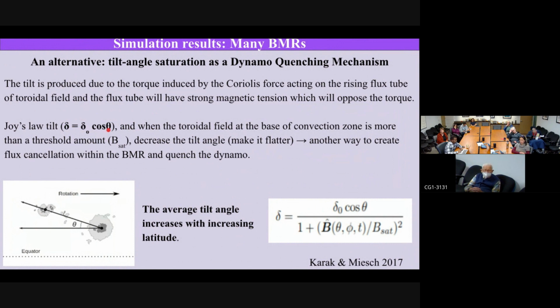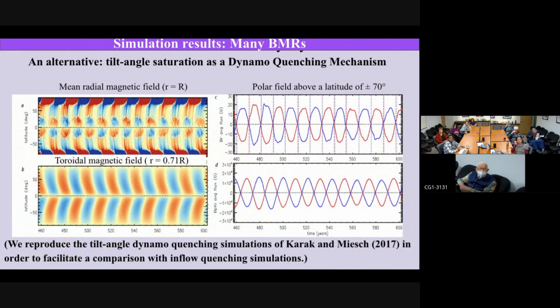This is actually in terms of colatitude. That means the tilt angle is produced due to the torque induced by the Coriolis force acting on the rising flux. But if we have a strong magnetic flux, the torque doesn't get enough time to tilt the flux, and that means this equation stabilizes, the B-sat saturation here, that makes it flatter and promotes flux cancellation. This acts as a dynamo quenching. So this is from the tilt angle saturation dynamo quenching.